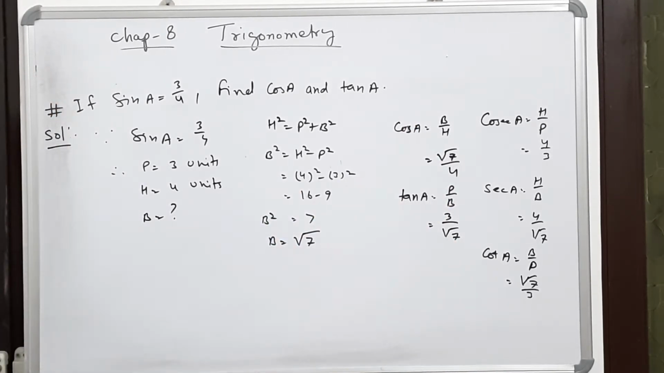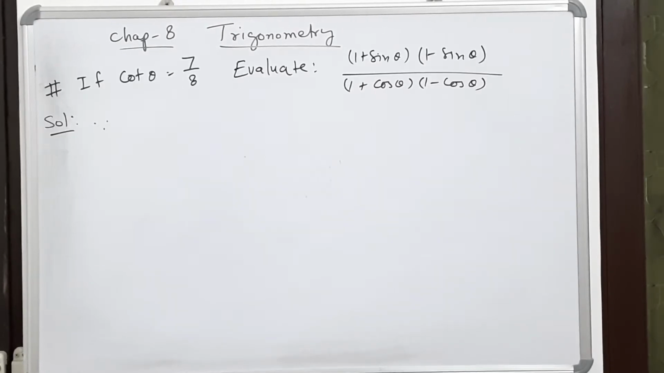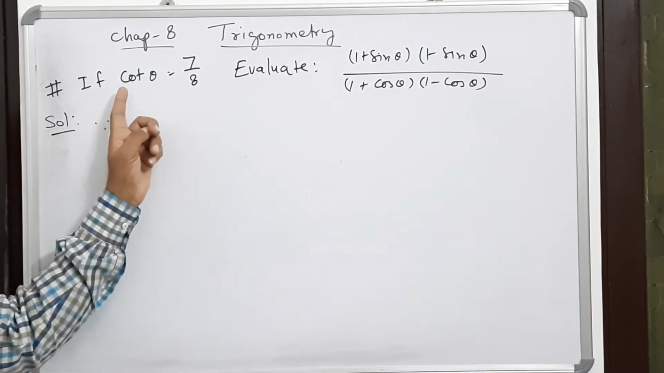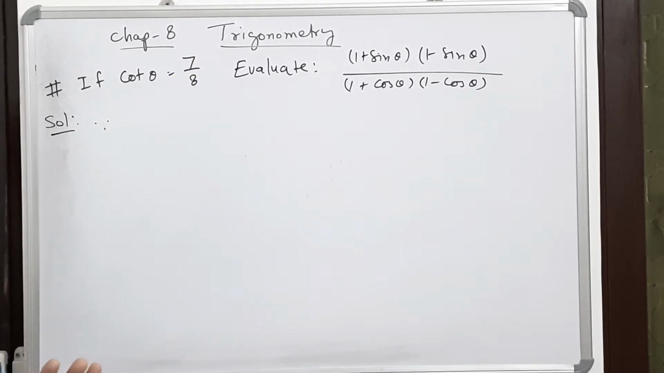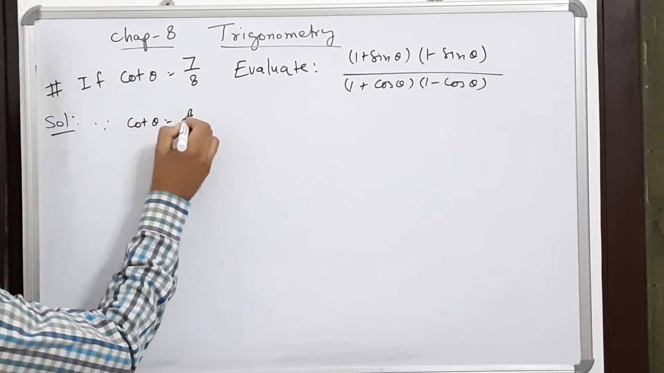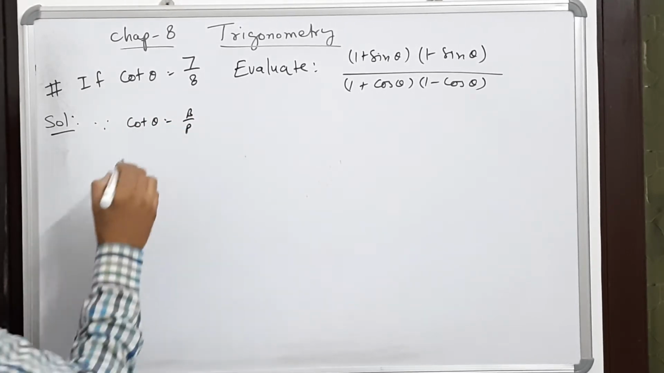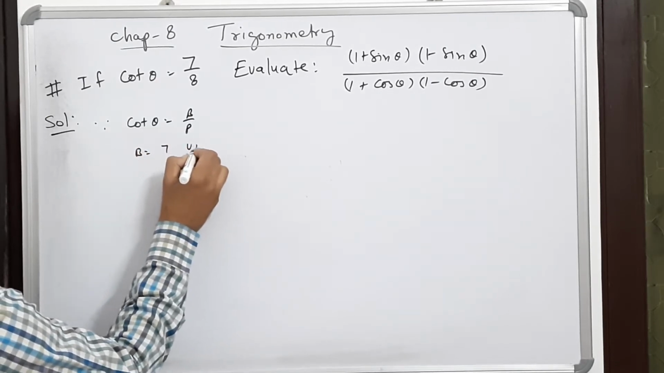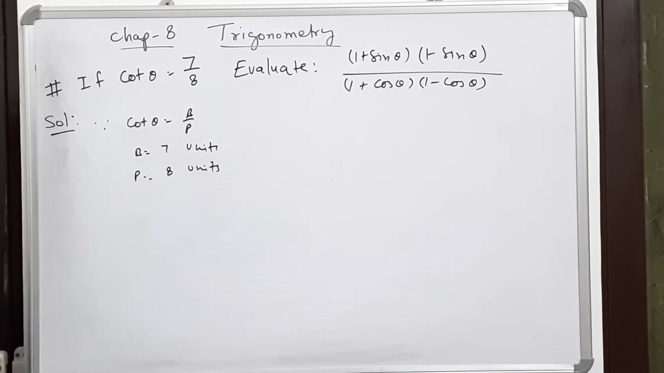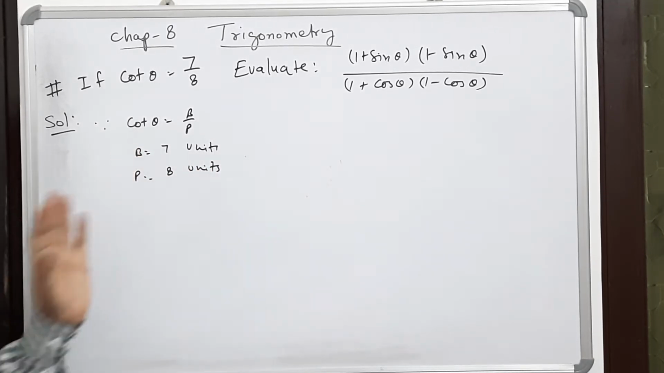To make your ideas stronger, I am taking one more sum. Please be attentive. Now you see one more sum here. The problem is cot theta is 7 upon 8. Now when cot theta is 7 upon 8, you all know that cot theta is b upon p. So what is the value of b? It is 7 units. And what is the value of p? It is 8 units. So in this way we have calculated p and b.